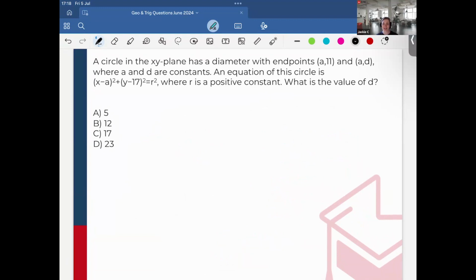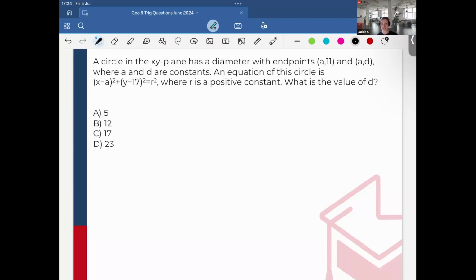Okay, so this one we have a circle in the xy plane has a diameter with endpoints a, 11 and a, d, where a and d are constants. An equation of the circle is x minus a squared plus y minus 17 squared equals r squared, where r is a positive constant. What is the value of d?